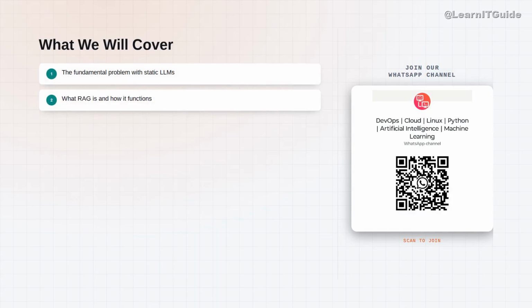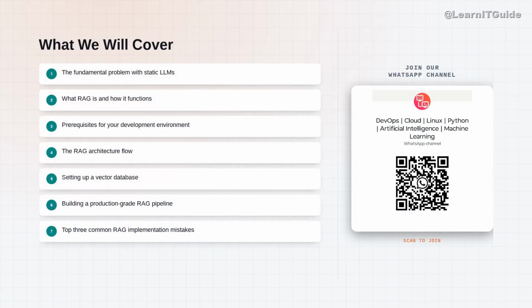We are going to start by identifying exactly why your models fail on private data, then move into the architectural mechanics of RAG. Specifically, that includes setting up your environment, mapping the data flow, and writing production code for a vector-based retrieval system. We will also cover why most teams fail when they try to implement this, and how to decide if RAG is actually the right tool for your specific use case. These are the topics we are going to cover in this video. So do not skip ahead. Watch all the way through to actually understand this properly.